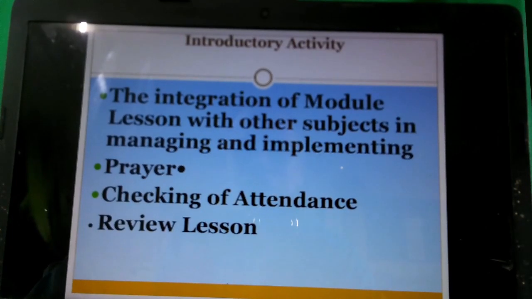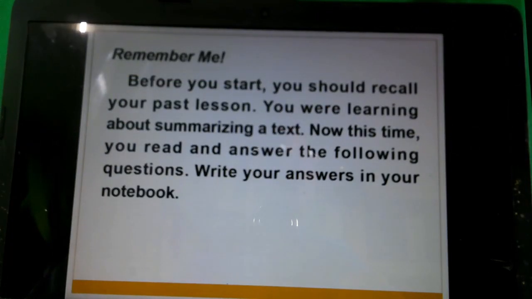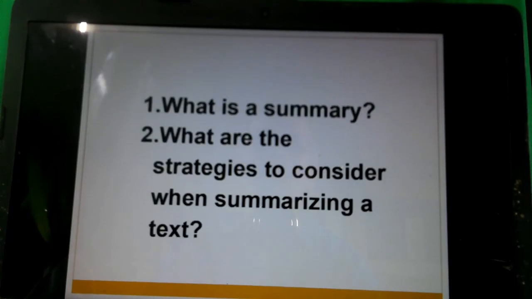Did you review your lesson? And by reviewing, do you remember anything? Okay, let's see. Before you start, you should recall your past lesson. You were learning about summarizing a text. Now this time you read and answer the following questions. Write your answers in your notebook. First, what is a summary?